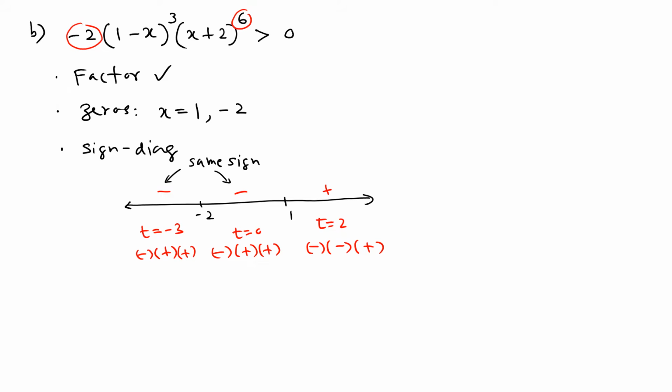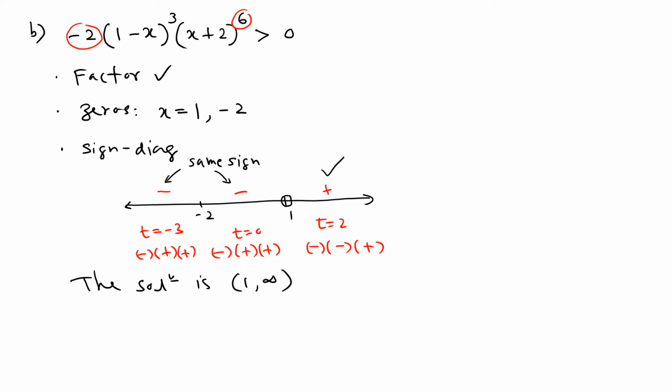Okay, and then we are looking for where this is positive. You can see it's positive only on this one. And this is a strict inequality. There's no equal sign, so that means you cannot include the boundary points. That means at 1 it is open. So the solution is 1 to infinity.